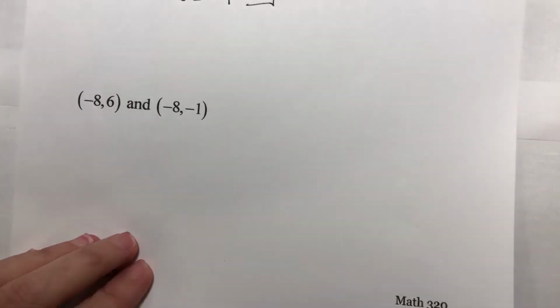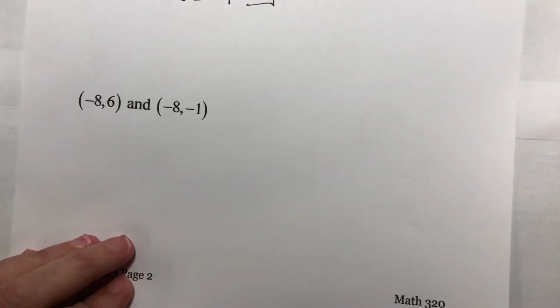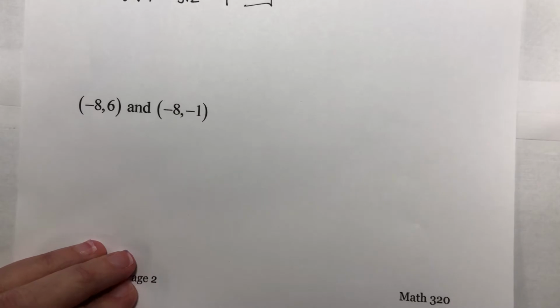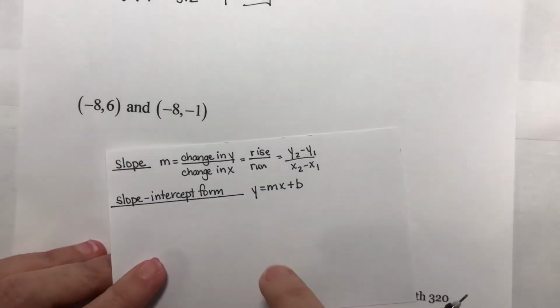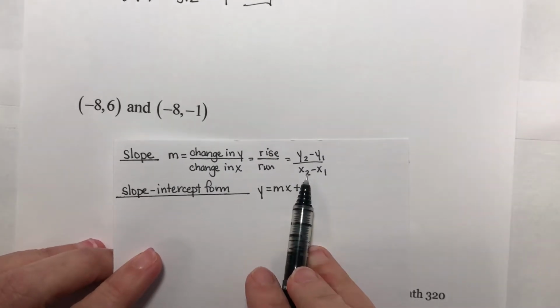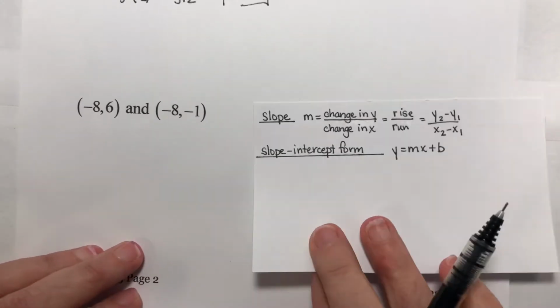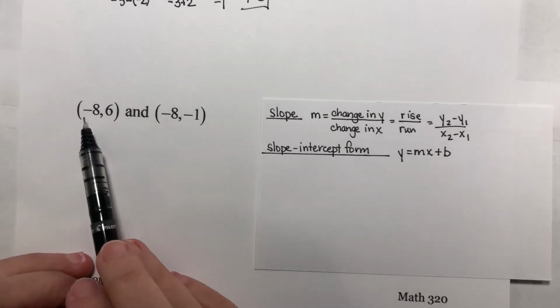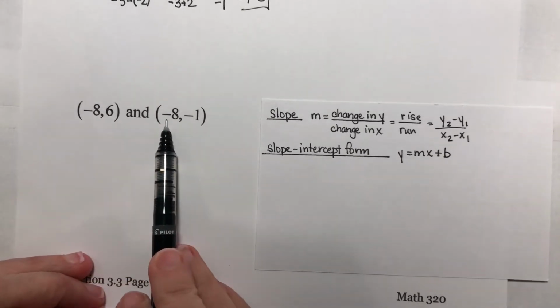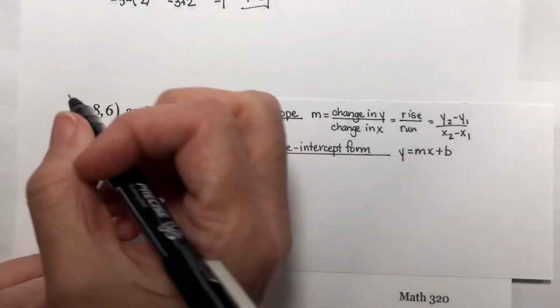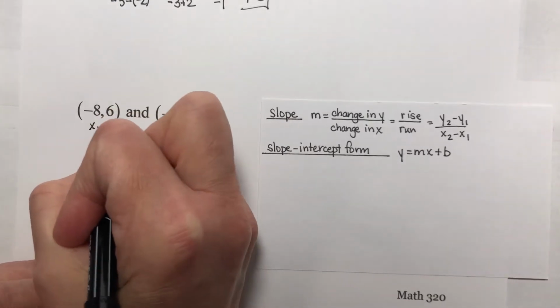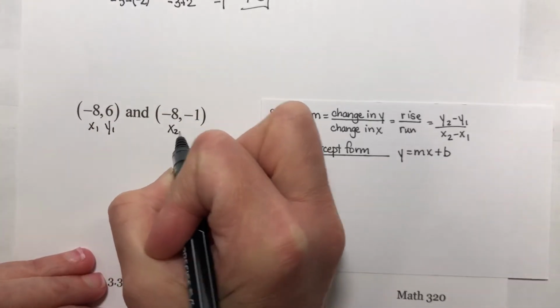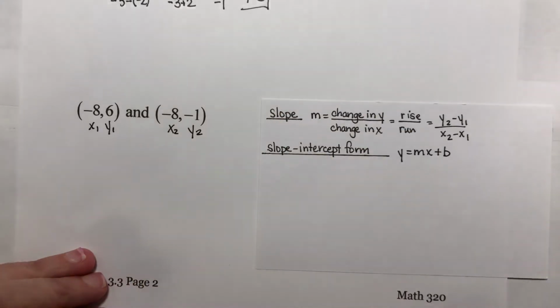This is section 3.3, part 3. We have been calculating slopes when we're given two points, and we have been using this formula right here. So continuing, I want to find the slope of the line that connects (-8, 6) and (-8, -1). Just label these x1, y1 and x2, y2, in whatever order suits your fancy.